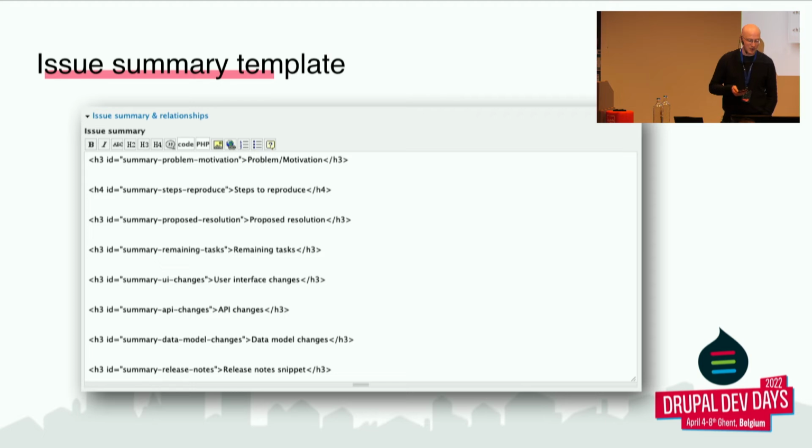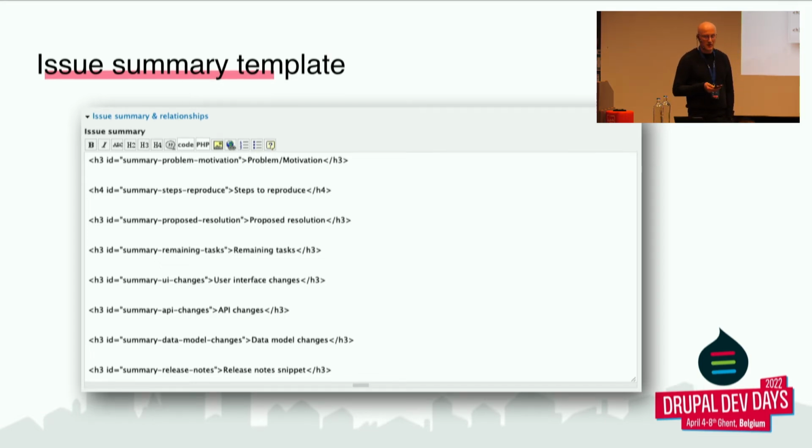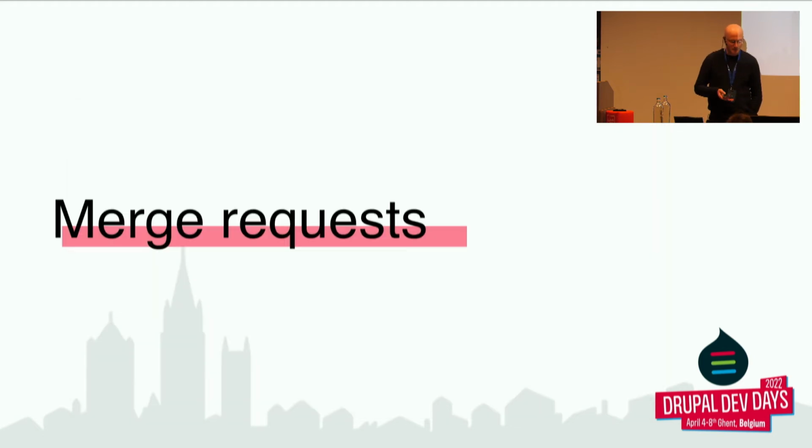There's a bunch of headings below at the bottom. User interface changes, API changes, data model changes. It's pretty common for an issue to not have all of them relevant, so you can just put none. Usually there's only user interface changes or only API changes. Sometimes both, of course. But don't hesitate to put none if it's not relevant.